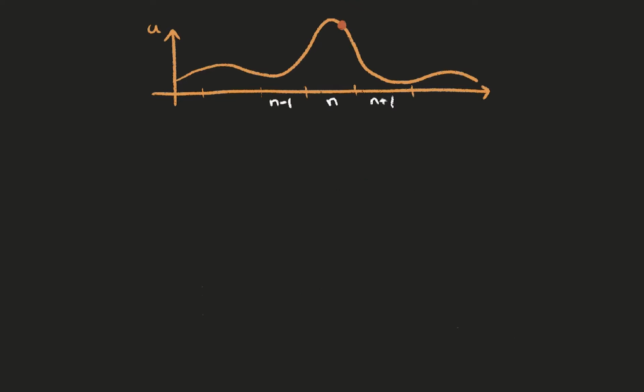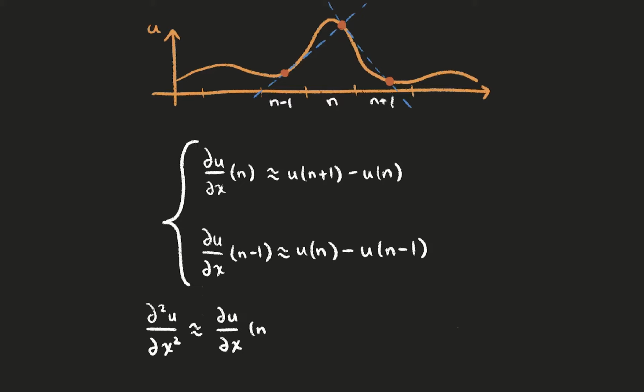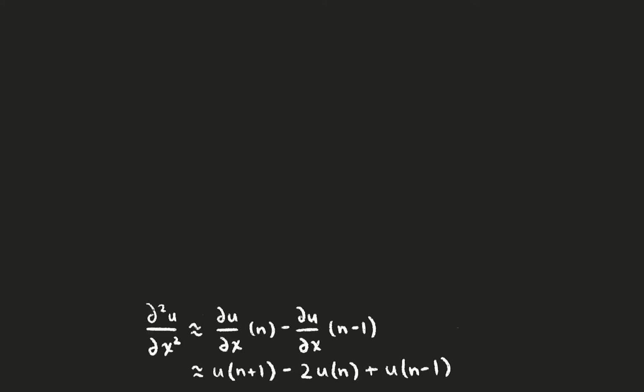So we can look at the successive differences between these. In this case, the first derivative at point n, we can approximate it as u of n plus 1 minus u of n. And the derivative at n minus 1, we can also approximate as u of n minus u of n minus 1. So when we take the second derivative, now we take the difference between these two, and we get u of n plus 1 minus 2u of n plus u of n minus 1.